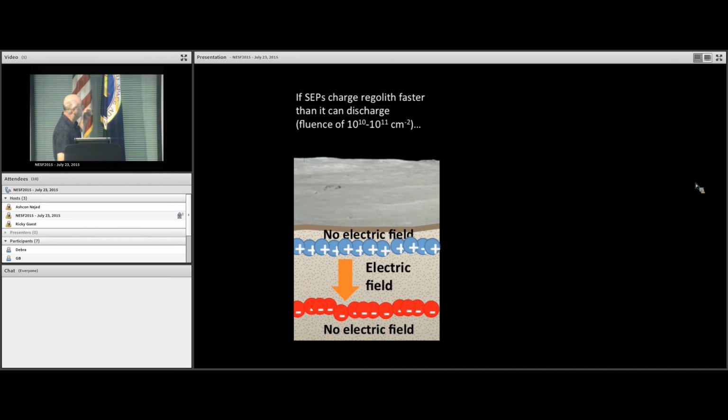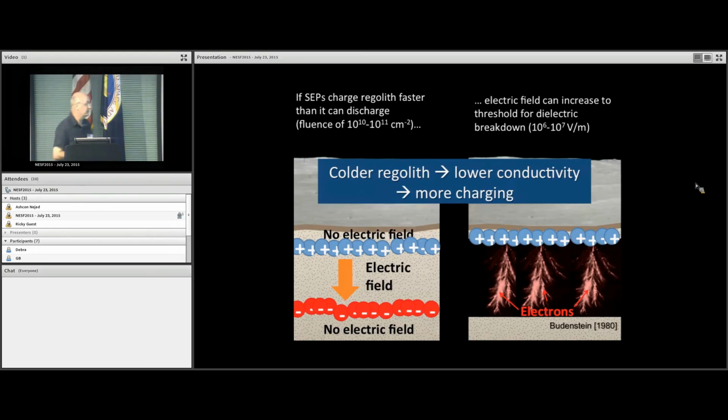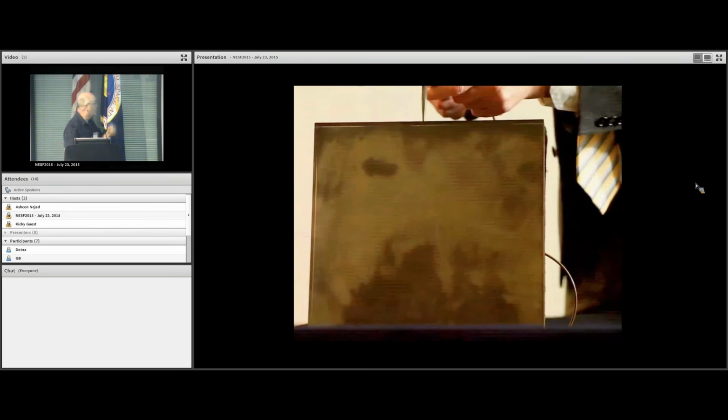And so if you charge it very, very fast, on a time scale that's short compared to its discharge time, then you basically get electrostatic discharge. You get little lightning bolts basically inside the moon, and there's a property here that the lower the conductivity, the more the charging. And so in the case of lowering conductivity, you want to have very cold regolith, and you do that in permanently shadowed regions very nicely.